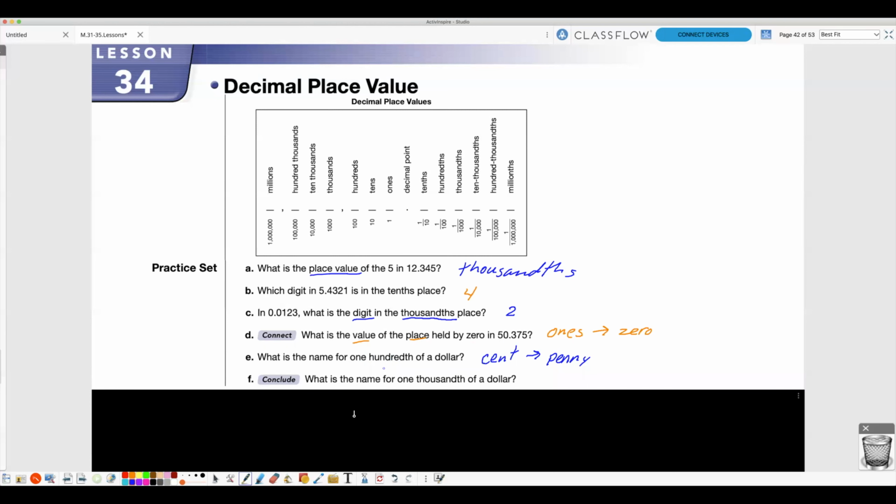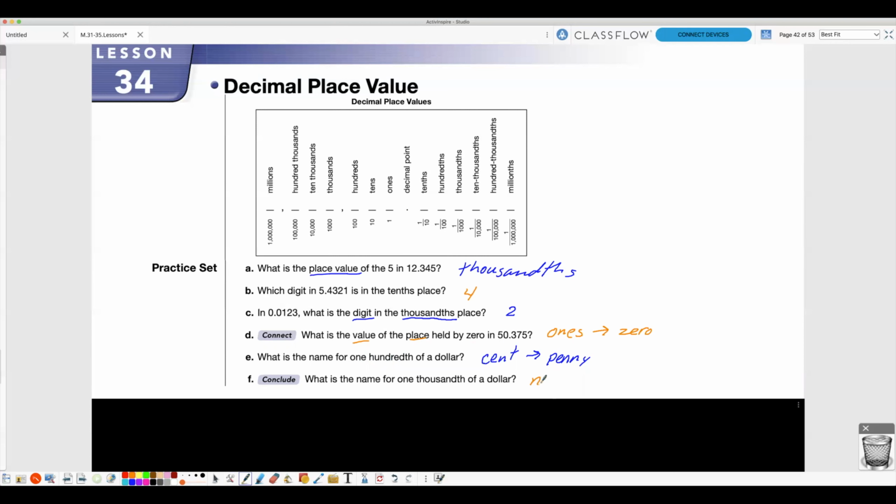Letter F. What is the name for 1,000th of a dollar? Remember, it's the one that we don't have a coin for. The name for that is called a mill.